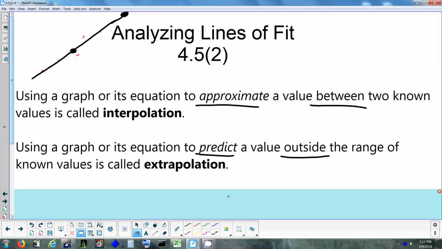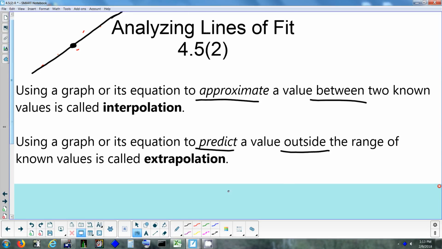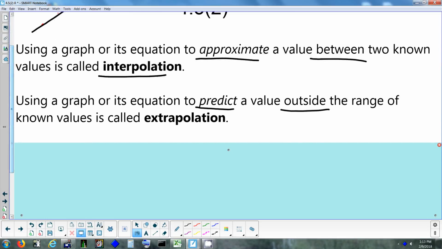A lot of times that's what they do with the weather. They have computers that try to extrapolate what the weather's going to be tomorrow. They try to predict it based on past weather that's happened. They're just making a prediction. Is the prediction always accurate? No. When you extrapolate, that's kind of risky. We don't know if it's going to work or not. Just like the weather, sometimes they predict right, sometimes they predict wrong. So any questions on those two words?